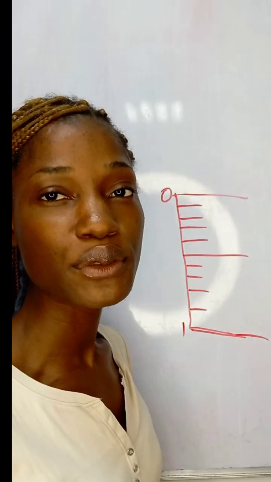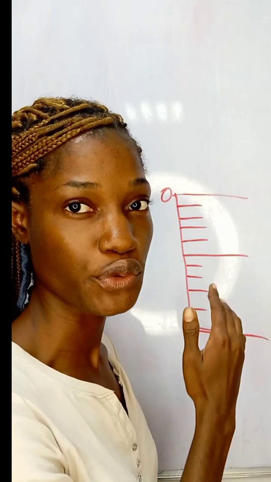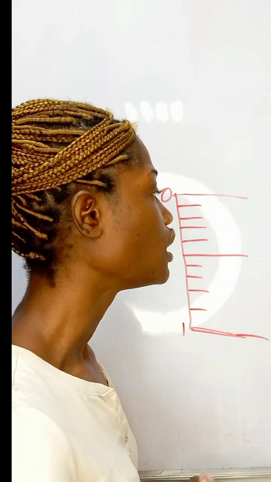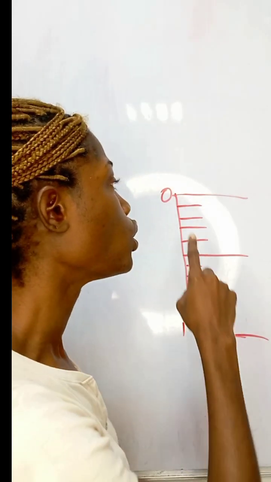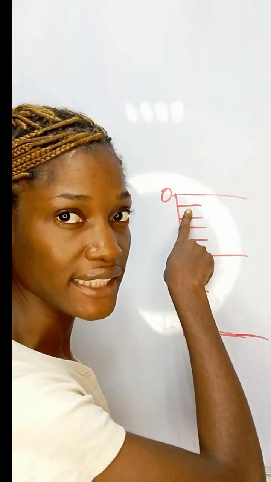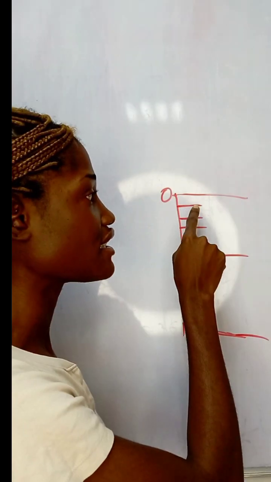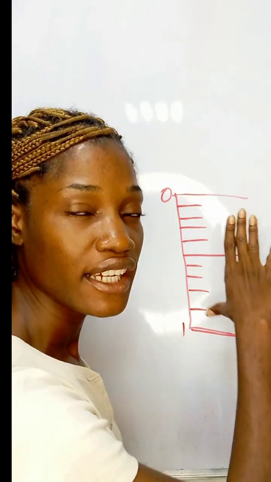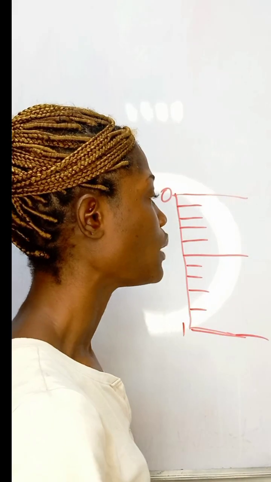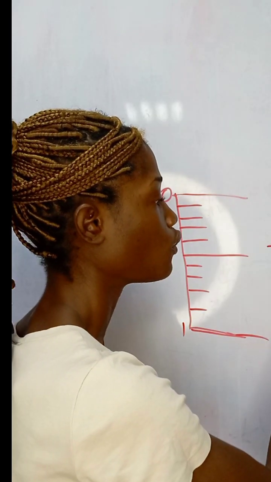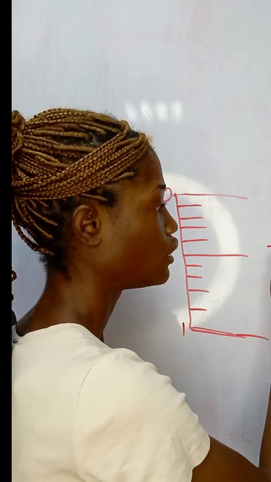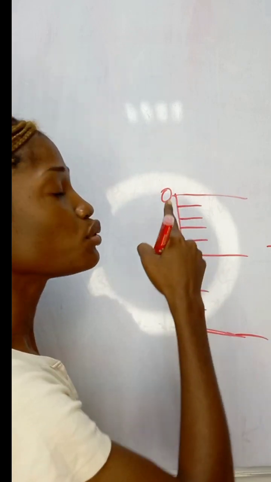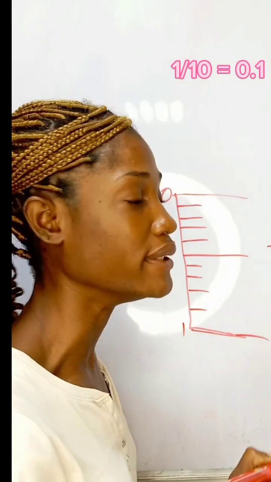Alright, so we want to know how to measure each of the strokes. To know what each stroke represents, you have to know what the first stroke represents. Since it's 10 strokes here, one stroke represents 1 over 10, which is equal to 0.1. So for the first stroke here, it's 0.1.